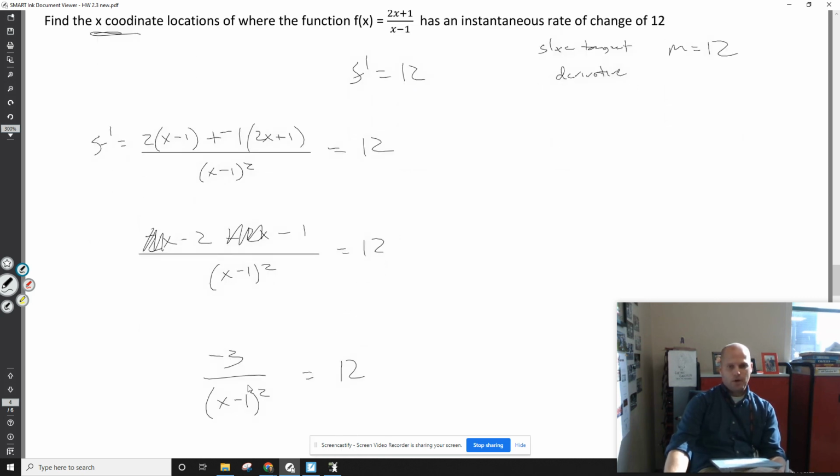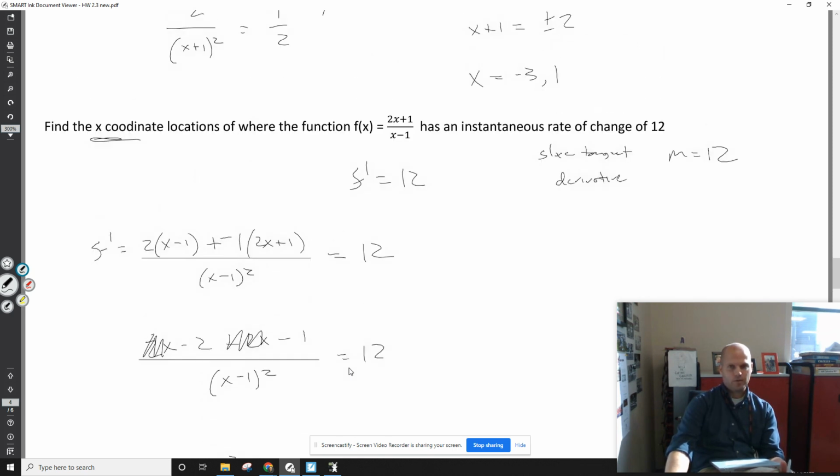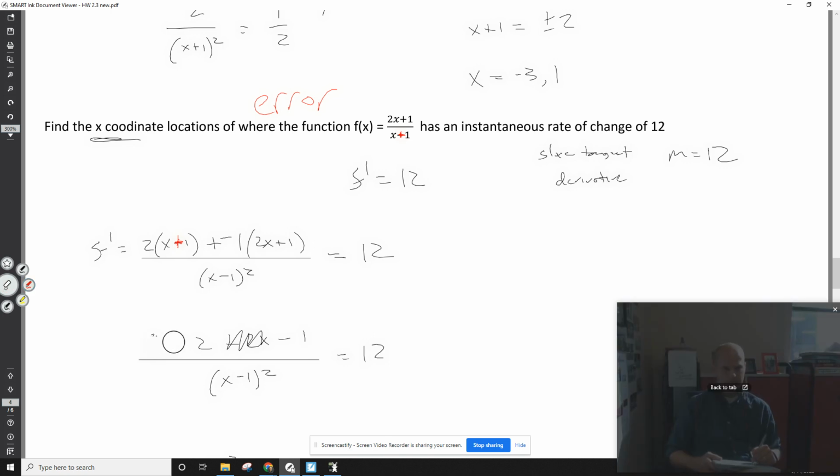Why do I know this is going to be a problem? Because if I multiply by negative 3, I'll get a negative. We can't take a square root of a negative. So my bad. Error. Change this to a plus 1. I bet you that works out well. Let's see. Derivative of the top times the bottom minus the derivative of the bottom times the top. How would that change the top?